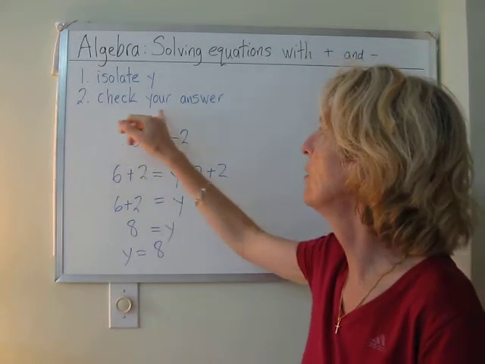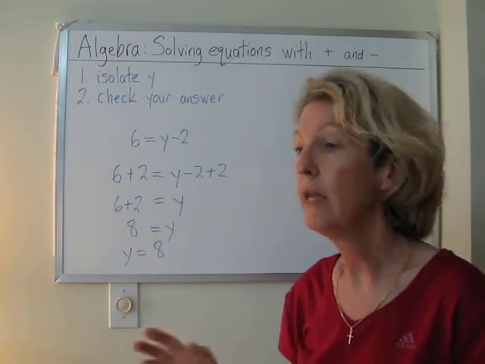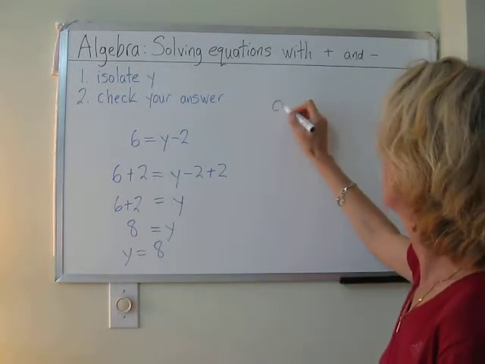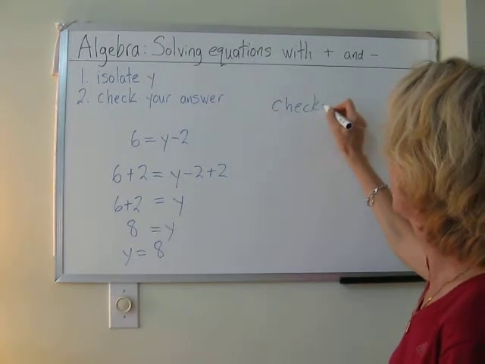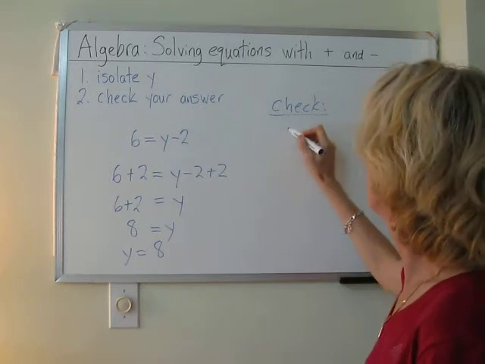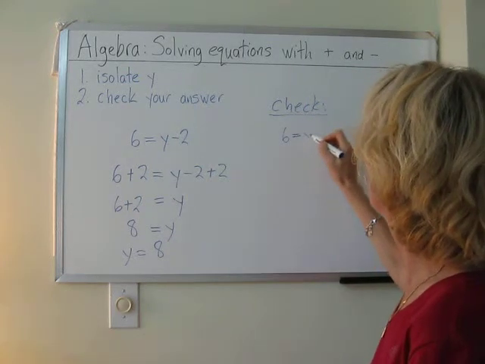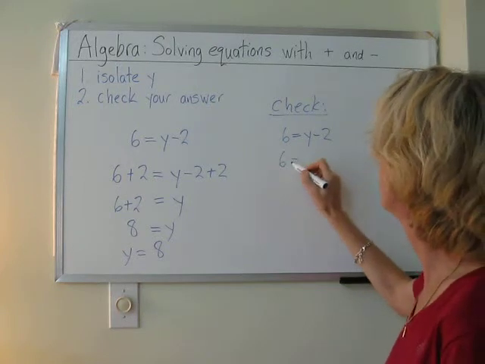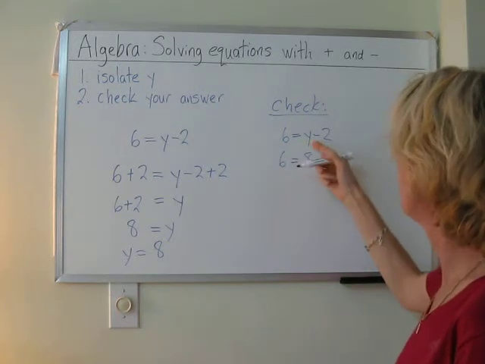Now, what's our next step? What do we write up here? Check your answer. Yeah, because maybe we made a mistake. So let's do our check. We do our check by going back to our original equation, which was 6 equals Y minus 2. What did we get for Y? 8. We substituted in.